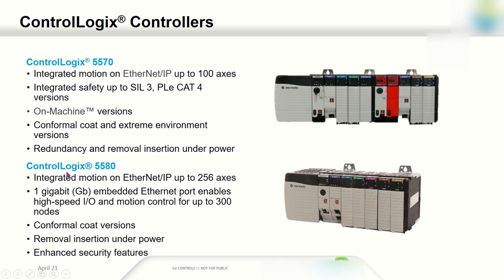Then ControlLogix 5580: integrated motion on EtherNet/IP up to 256 axes, 1 gigabit embedded Ethernet port, enables high speed IO and motion control for up to 300 nodes. Then conformal coat version, removal insertion under power, enhanced security features also is there.